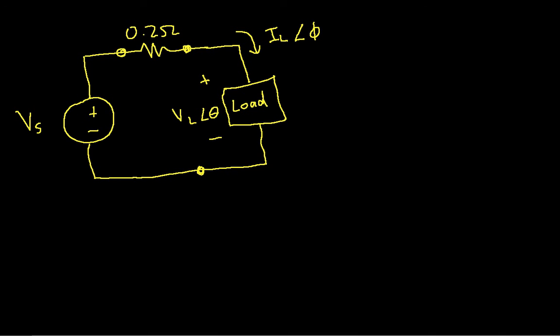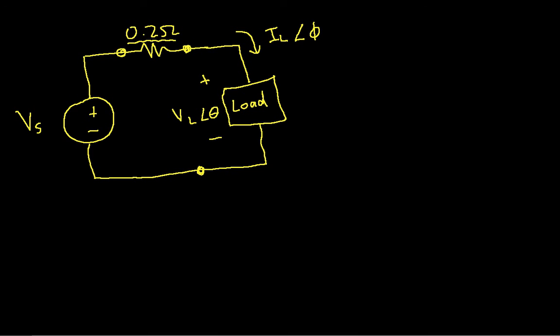wire that a power company uses to get the energy from wherever it generates the power to wherever you use it. So what we're going to look at, in fact, is the power dissipated in this 0.2 ohm resistor as a function of the power factor of this load.